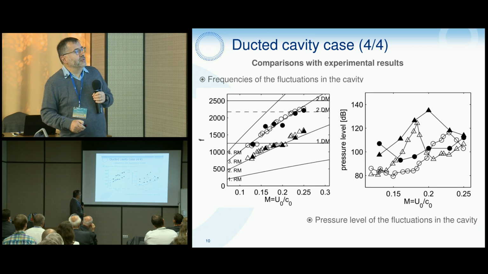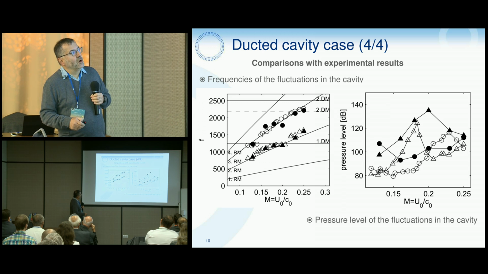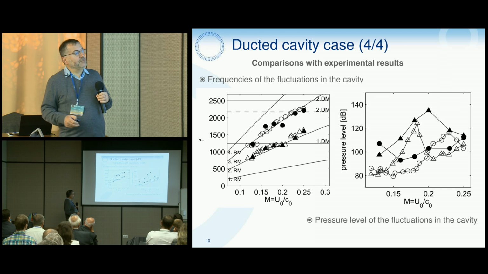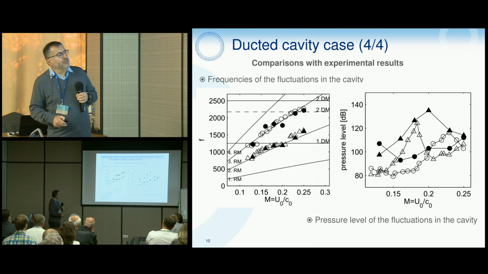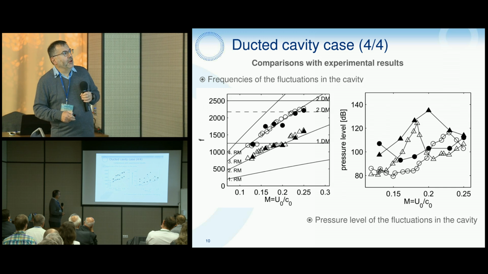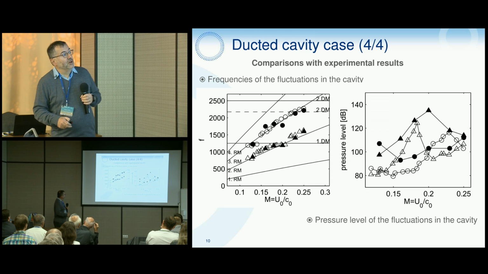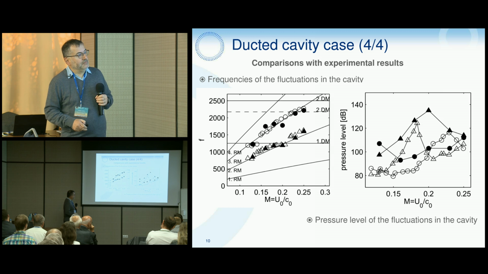If we look at the pressure level, we can see that at 0.18 we have the main amplitude. The calculation retrieves more or less this amplitude, not exactly at 0.18 but a little later, and the peak is broader. But for example, we retrieve the locking between the third mode, the first Rossiter mode and the first duct mode. We retrieve it here.